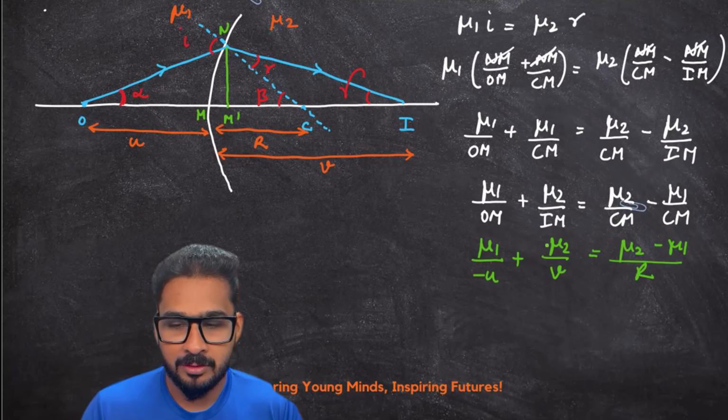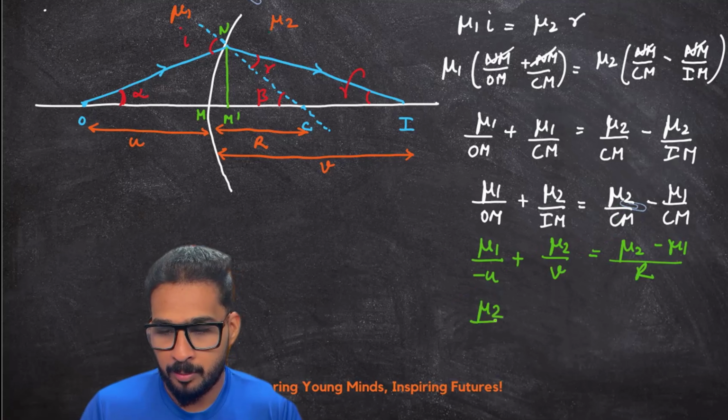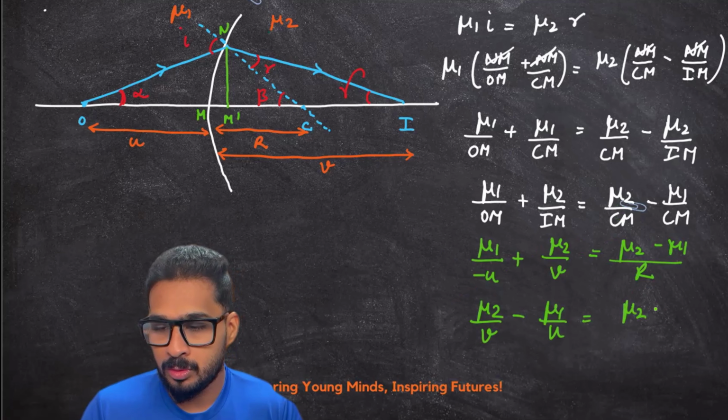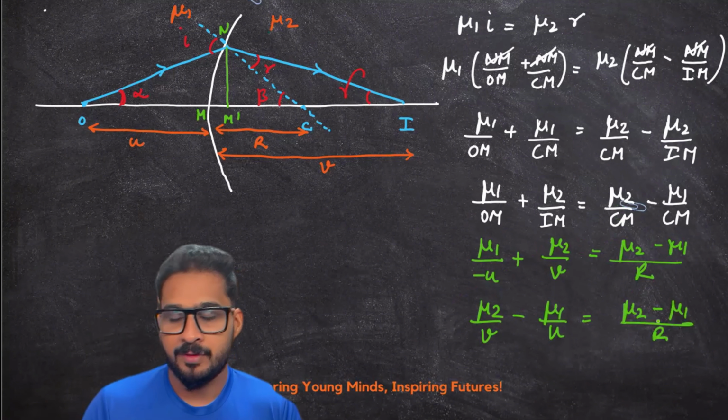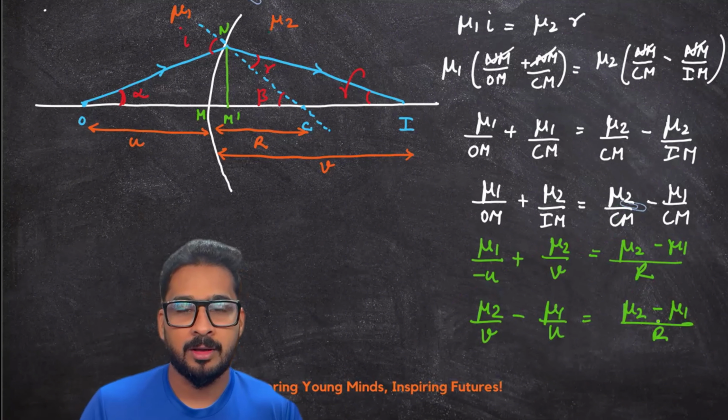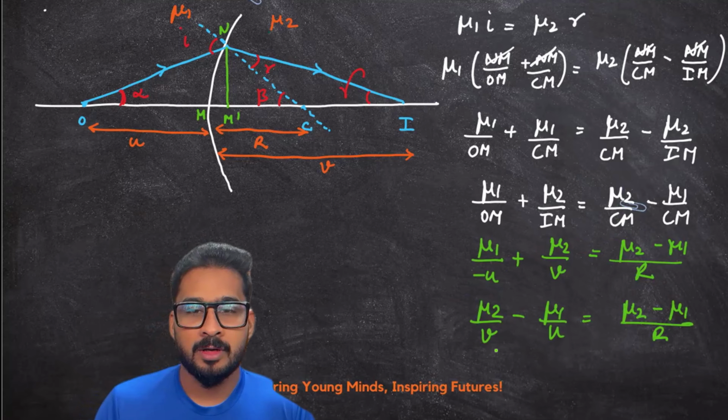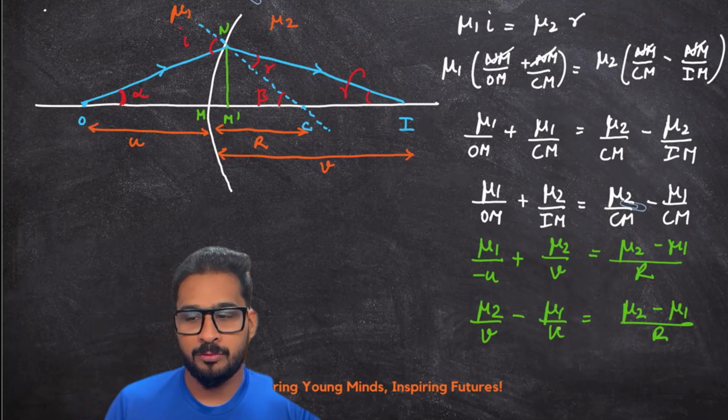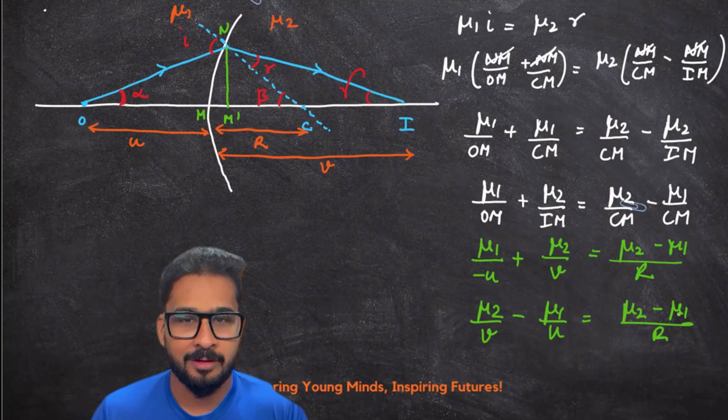So rearranging this, we can get the equation mu2 upon v minus mu1 upon u is equal to mu2 minus mu1 upon R, which is the spherical refraction formula. I will be writing this as mu output divided by v minus mu input divided by u, which is equal to mu output minus mu input divided by R, which is the easy way to remember without any confusion.